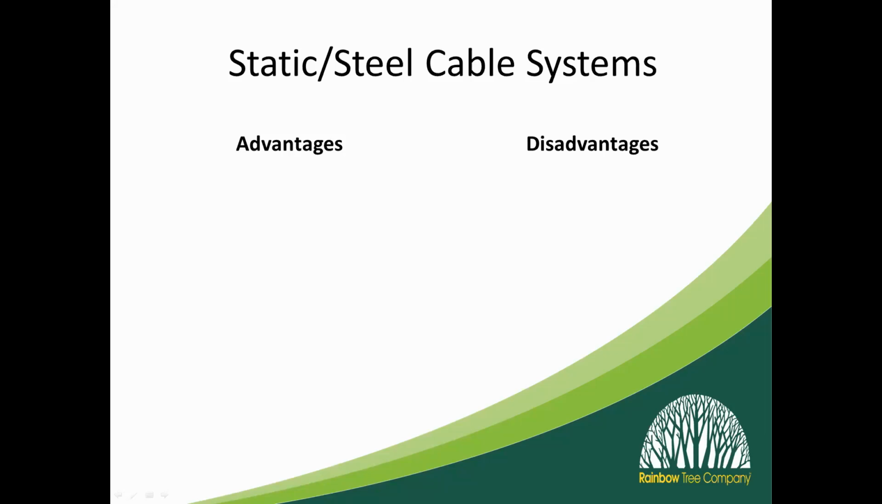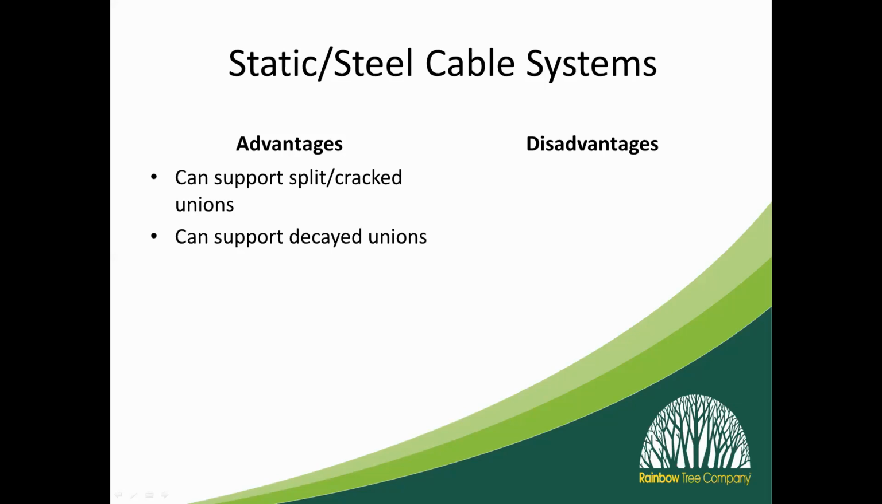So moving on, our second system would be static or steel cabling systems. Steel cables also come with some advantages and disadvantages. They can support unions that have splits or cracks in them, where you do not want any further movement of that area. Like decayed unions, you don't really want any more moving around.